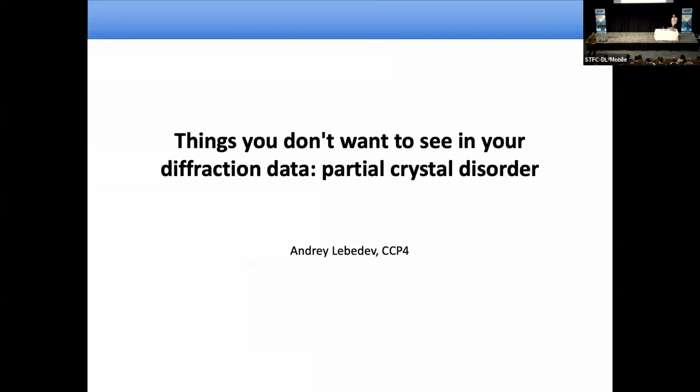I'll talk today specifically about partial crystal disorder, which leaves well-recognizable footprints on the diffraction images. And this is only one of many things that we don't want to see on our diffraction images. I'll show one old example in more detail, and then quickly 4 examples from the last year.